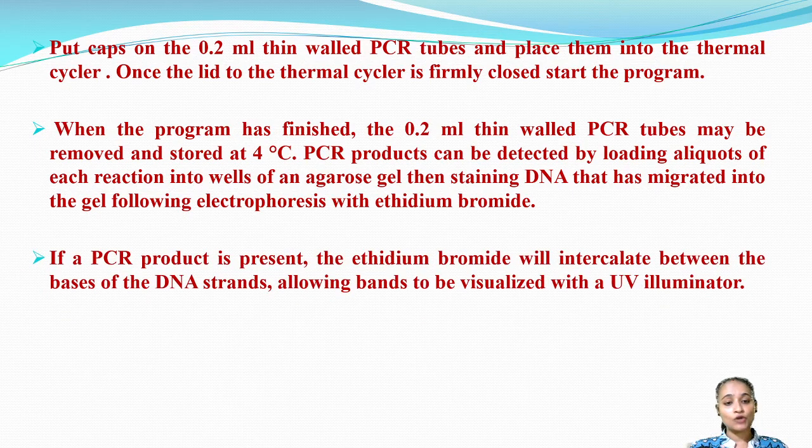If a PCR product is present, the ethidium bromide, which is a carcinogen and also a very good dye, will intercalate between the bases of the DNA strands, which allows the bands to be visualized with a UV illuminator. So this is the reason we want to use ethidium bromide, because it will intercalate between the bases of your DNA strands, but it is also a carcinogen.